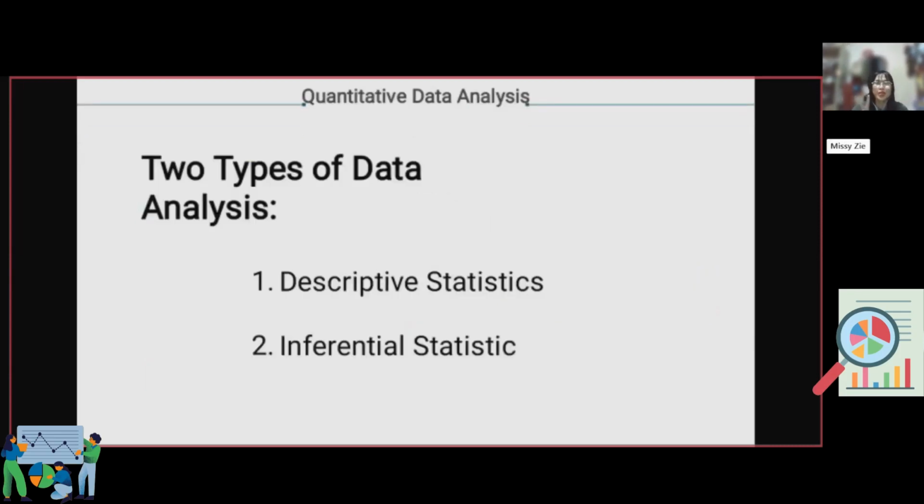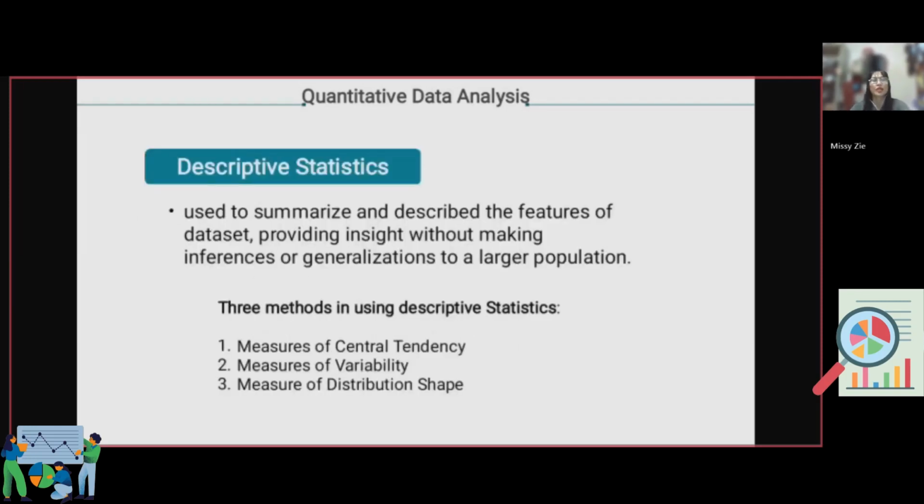Now, there are two types of data analysis. First is the descriptive statistics. The second one is the inferential statistic. Now, let's try to know what is descriptive statistic first. Descriptive statistic means that it is used to summarize and describe the features of the data set and provide insight without making inferences or generalizations to larger populations.